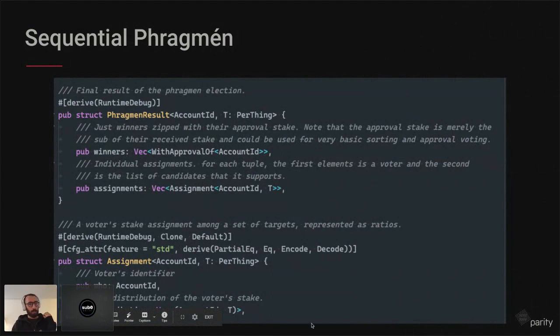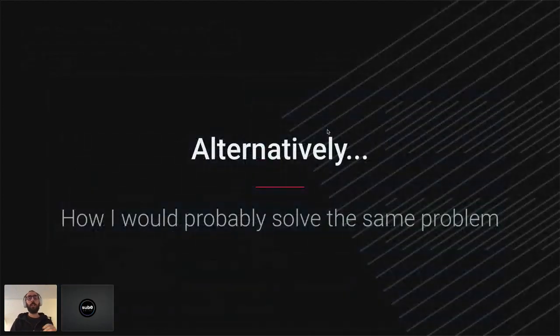And each assignment basically has 2 fields. I hope you can see that bottom corner. It has 2 fields. First, the nominator's account ID, and another, I'm not sure if you can see that down there. Yeah, I hope you can see this. And distribution, which is a vector of validators, and the weight, which is assigned to each validator. We'll see this later on, but just to give you an overview of the code API of Phragmen. And this is implemented, it's part of the Substrate primitive crates, SP Phragmen.